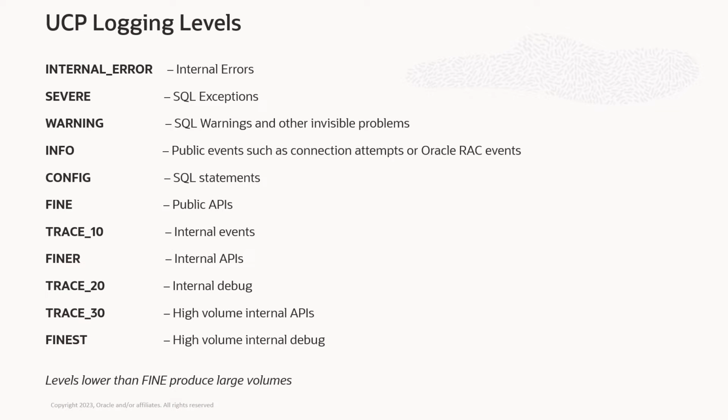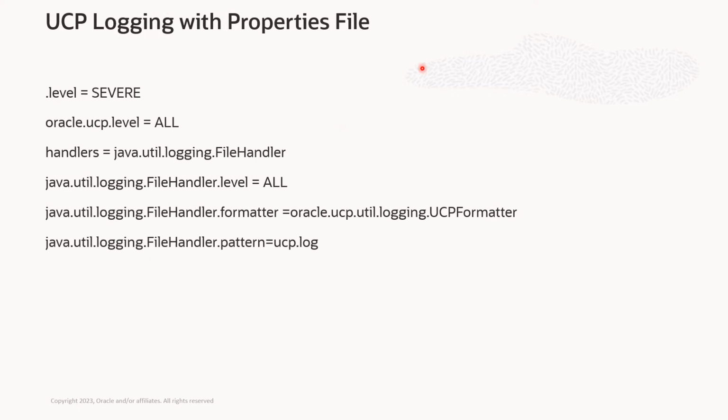Oracle UCP provides different logging levels to control the log content generation. The logging level ranges from severe to finest. Logging levels lower than fine produces large log volume. This is a sample UCP logging properties file. It uses maximum logging, and it uses the file handler, and it uses UCP formatter, which is specific to UCP, and the file name defined here as UCP log.